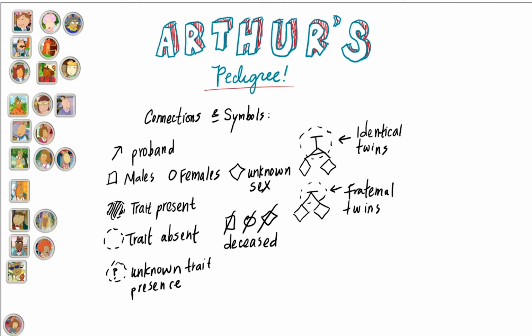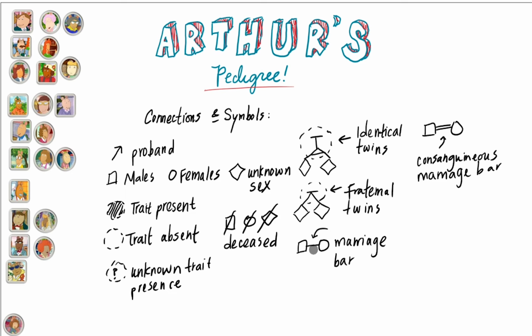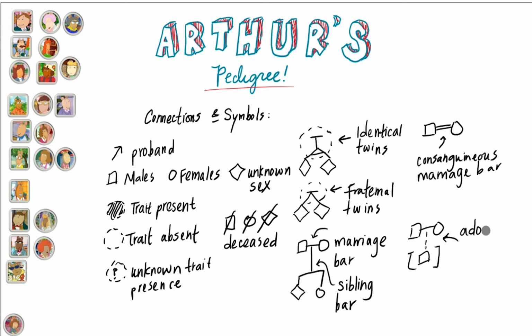As for how individuals are connected, mating individuals are directly connected with a straight horizontal line called a marriage bar. Related mating partners, or consanguineous partners, are connected by a double line. Children are vertically connected to the marriage bar of their parents. Siblings are connected through horizontal lines that stem from below the marriage bar. If a child is adopted into the family, then we place brackets around them.